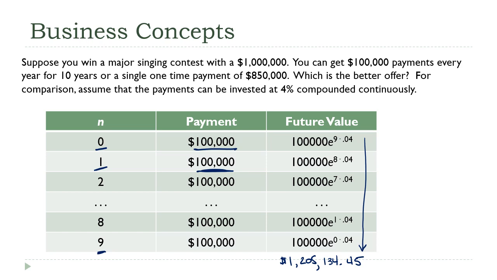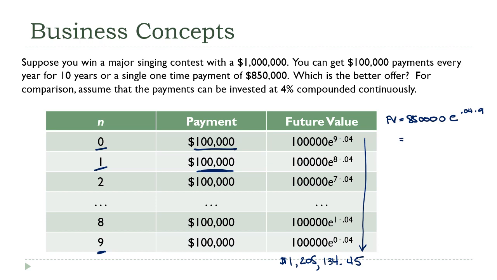Now, we can't compare that to the 850, because this is a future value, and that 850 is a present value. So what I need to do is the same thing with that 850. If I calculate the future value of 850,000, that's 850,000 e to the 0.04 times 9. I would get that 850,000 on day one, so it's going to sit for the entire 9 years until I would have gotten that last $100,000 payment.